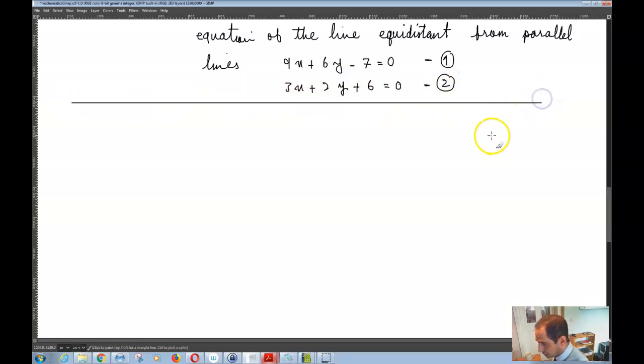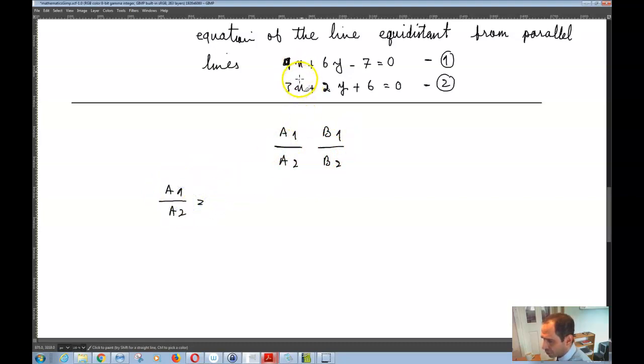So basically you can tell that these lines are parallel from these coefficients. If I call these A1 and B1, and these two A2, B2, and form ratios, A1 to A2 is equal to 9 to 3, which is equal to 3. B1 to B2 is equal to 6 to 2, which is equal to 3. That means A1 to A2 is equal to B1 to B2, so the two lines are parallel.